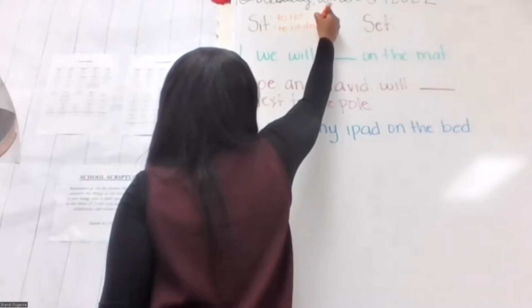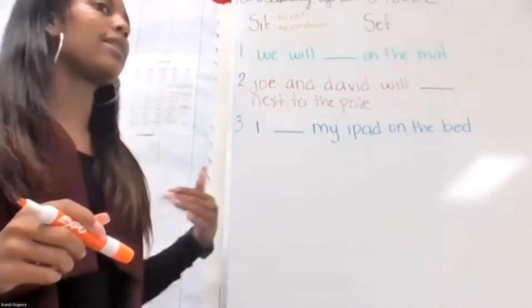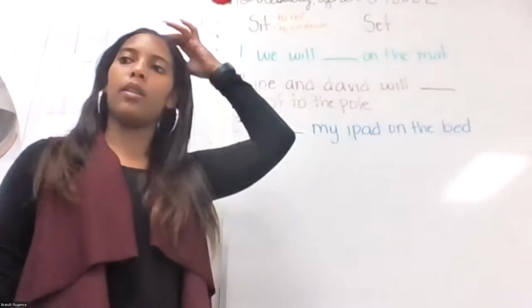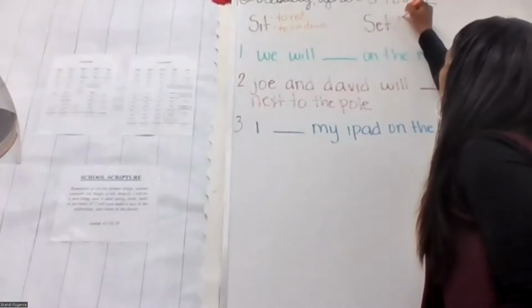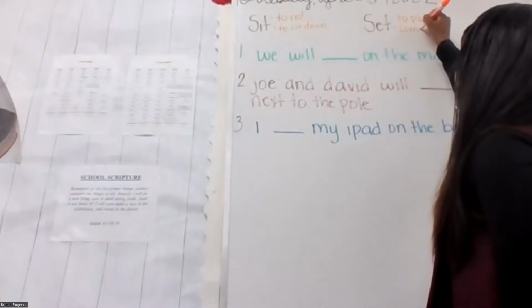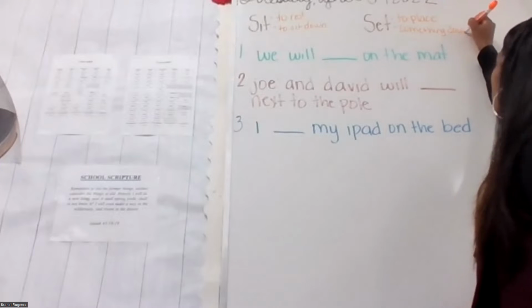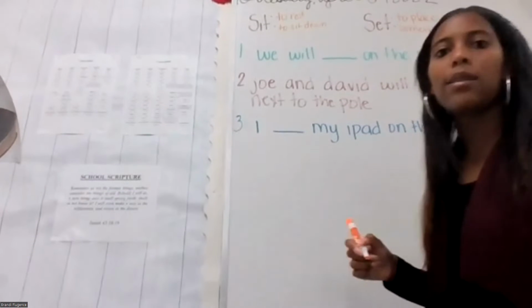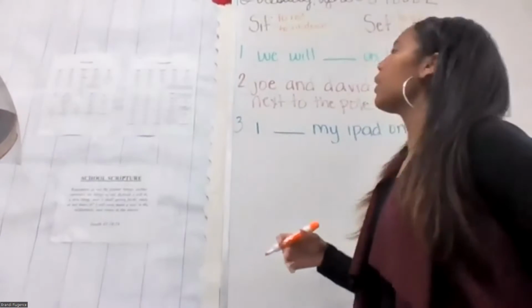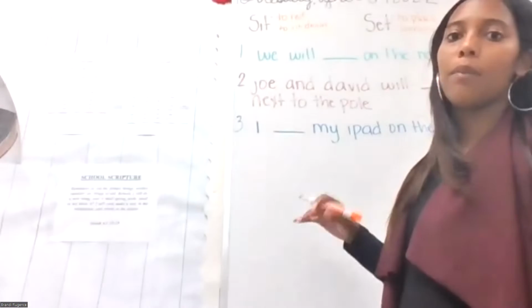Okay, then we have set. What does it mean when we say set? It means to place something down. You said place. Place, P-L-A-C-E. Okay, so sit means to rest or to actually sit down. And then set, S-E-T, set means to place something down.